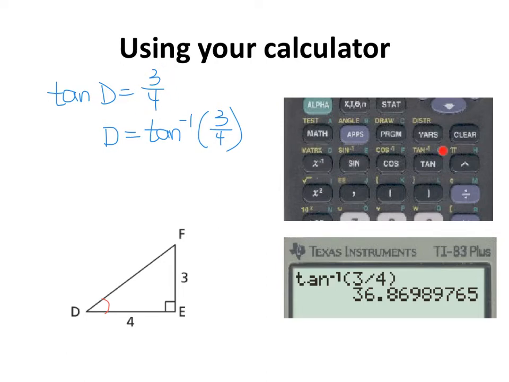On our calculators, inverse tangent is the same color as your second button and just above the tangent button. So pushing second and then tangent will give you inverse tangent on screen, and then you can type in your ratio, including using the division button. So in this case, we find out that angle D is going to be approximately 36.9 degrees.